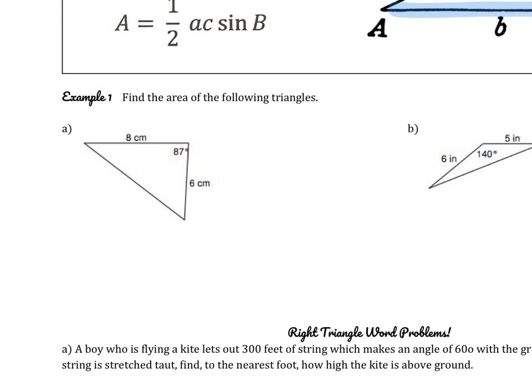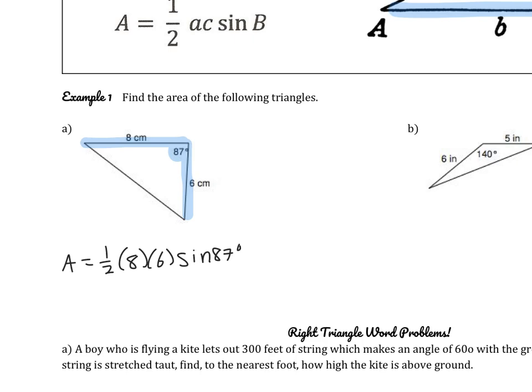Here, this would be very difficult to do using 1/2 base times height because we need to have a vertical height and we don't have an altitude given. So since we have two side lengths and the included angle, we can use the formula 1/2 times 8 times 6 times the sine of 87 degrees. And then this is just something that you would plug into your calculator to get a decimal approximation.